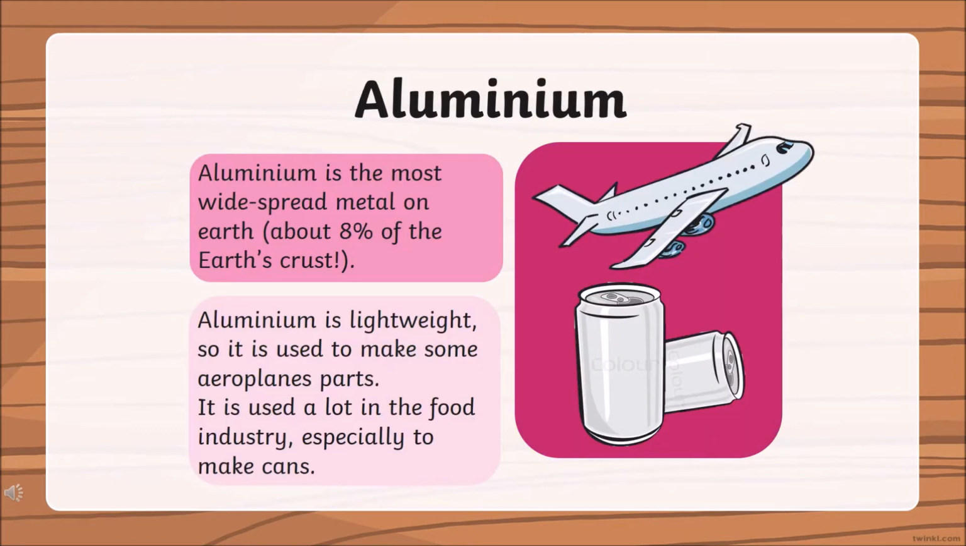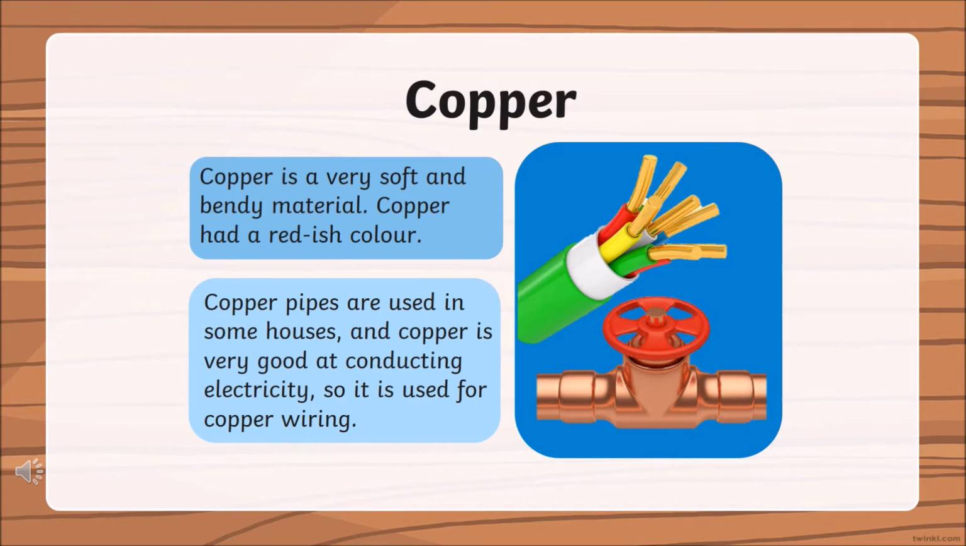Aluminium is the most widespread metal on Earth. Did you know that about 8% of the Earth's crust is made from aluminium? Aluminium is lightweight, so it's used to make some airplane parts, and it's used a lot in the food industry, especially for making cans.